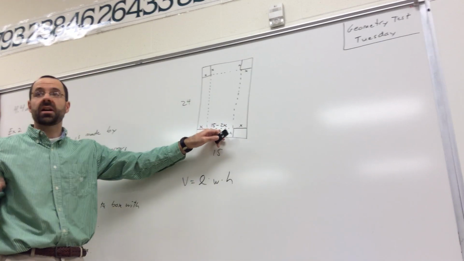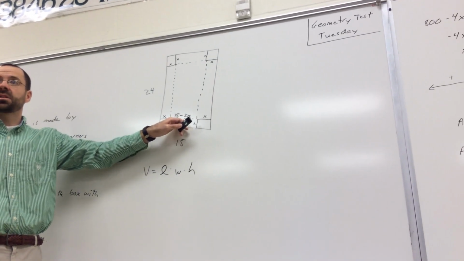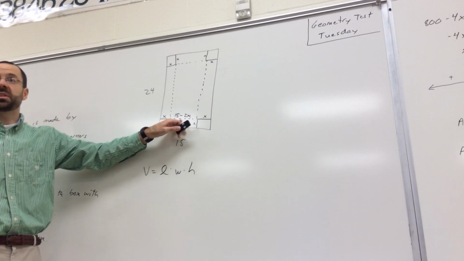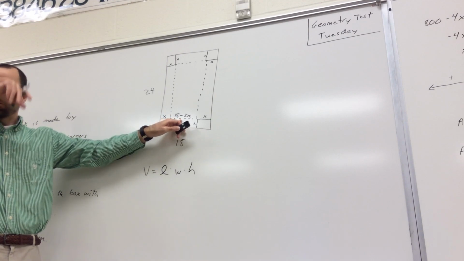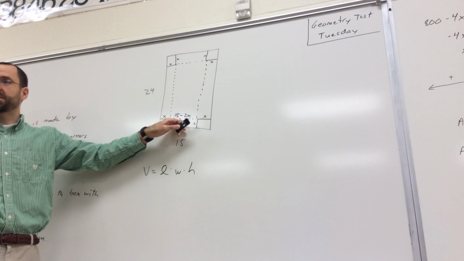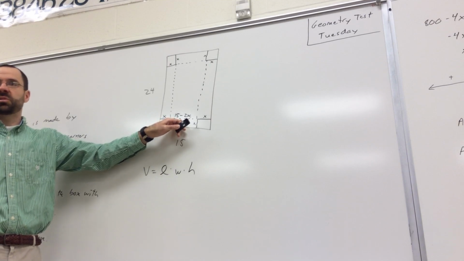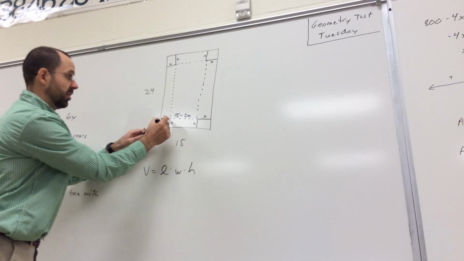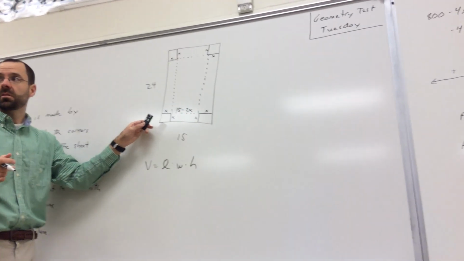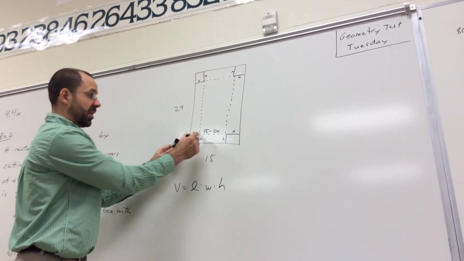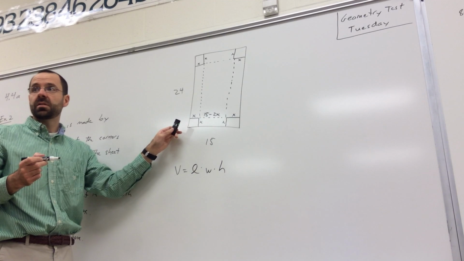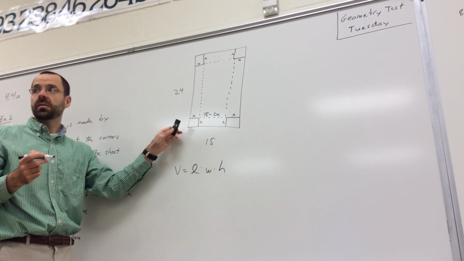For example, if I cut out 5 inches on both sides, then that length would be down to 5. Or if I cut out 3 inches from both sides, then it would be subtracting out 6. So this would be 9. Okay, so the width of the box is 15 minus 2x. Everybody okay with that?